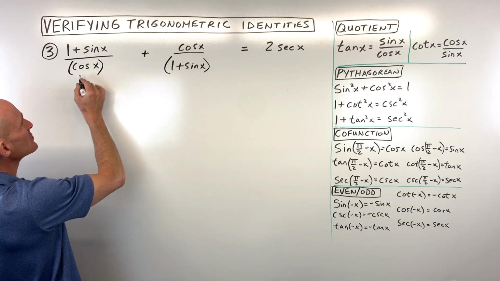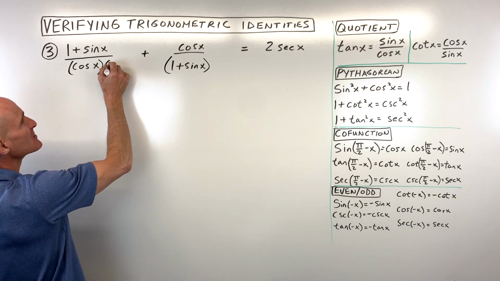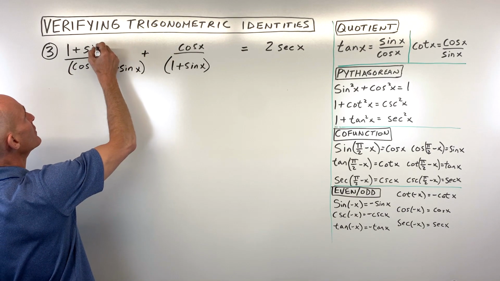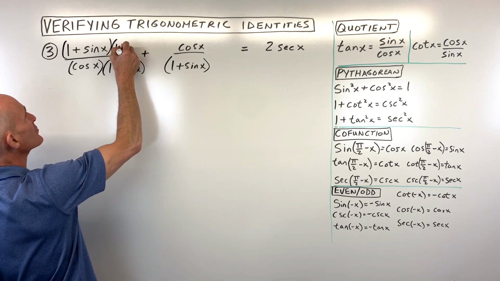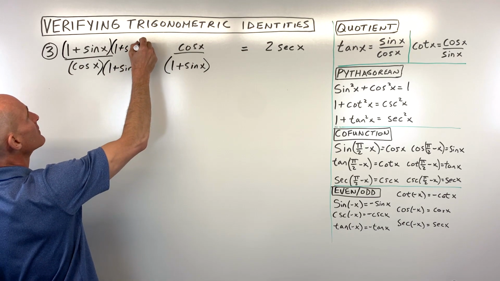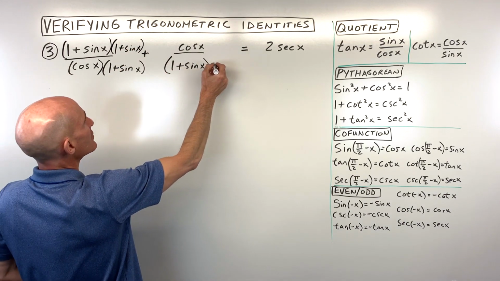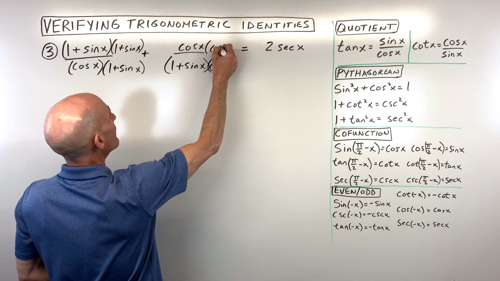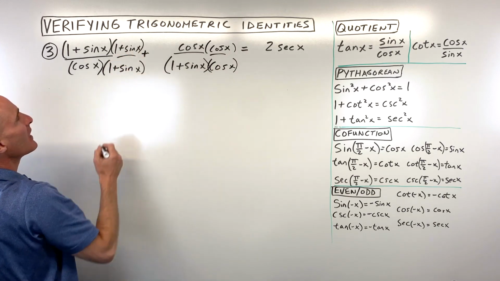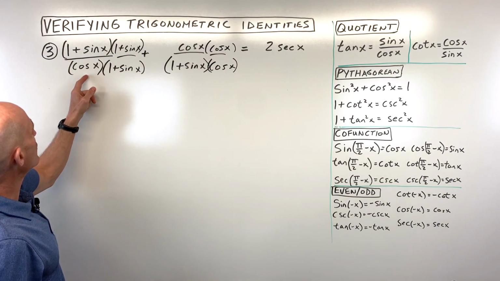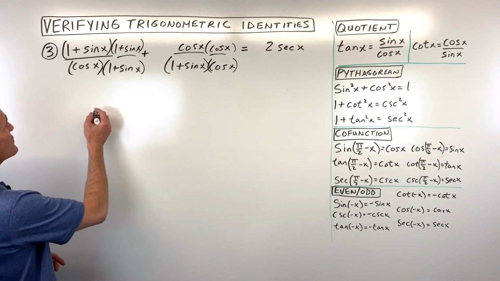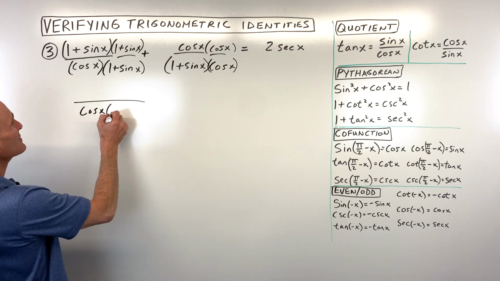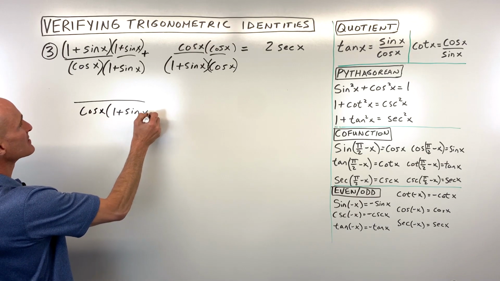So what I mean by that is this one has a cosine x, but it's missing a 1 plus sine x. So let's go ahead and multiply the numerator and the denominator by what it's missing, which is that 1 plus sine x. Okay, now over here, it's missing a cosine x. So let's multiply the numerator and denominator by cosine x. And let's see what we get. So here, I'm going to leave the denominator in factored form. So this is just going to end up being cosine x times 1 plus sine x.